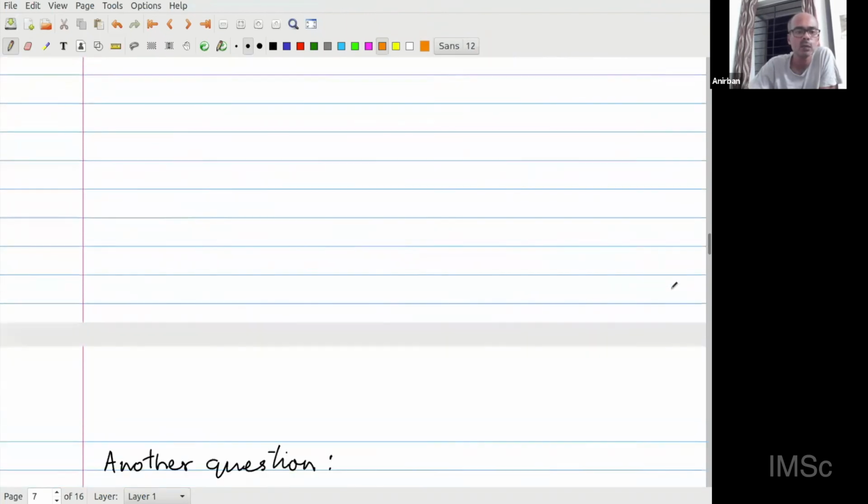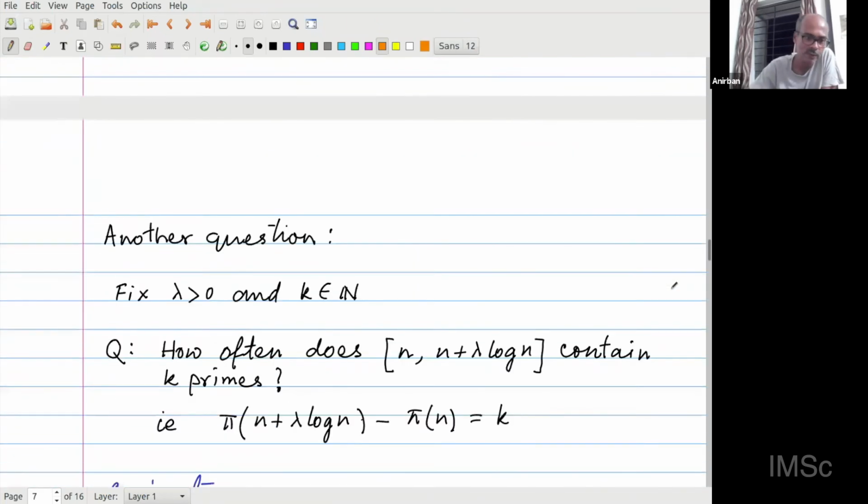So we can ask another question and another conjecture. Fix lambda, a positive real number, and an integer k, a positive integer, natural number k. So now the question is, how often does this interval n to n plus lambda log n contain k primes? So we are now counting the number of primes. We want to know how many intervals of this form contain k primes.